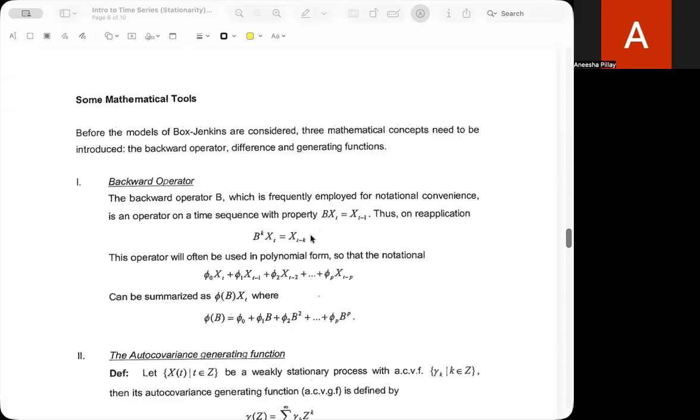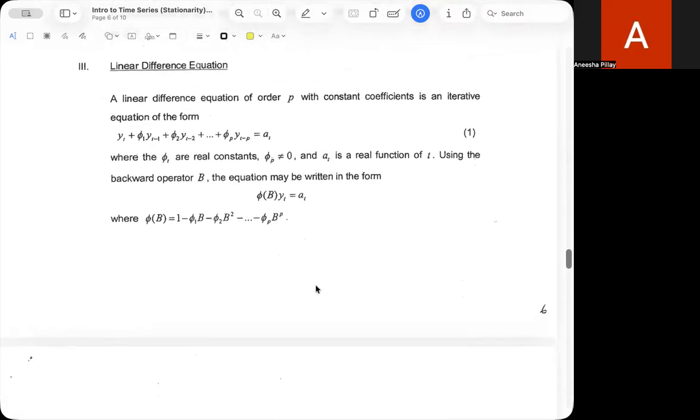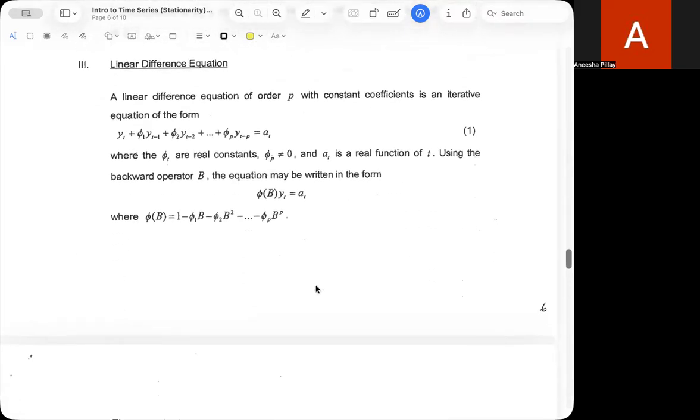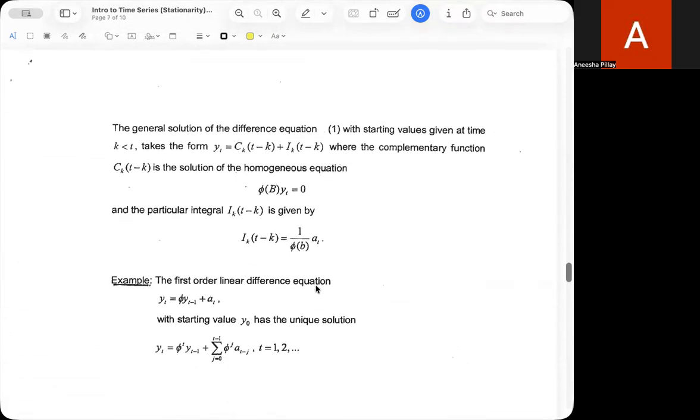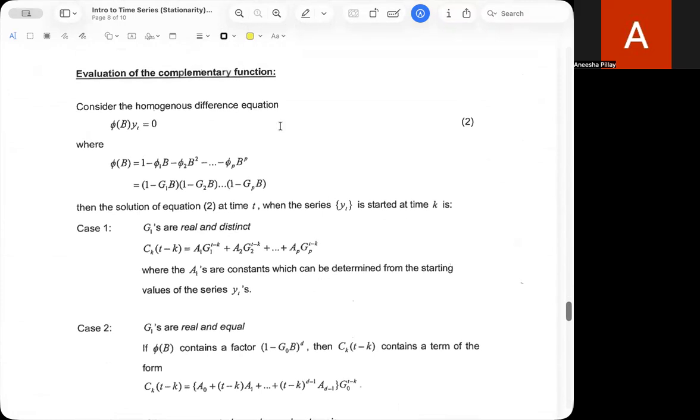Okay, back to the notes. We are almost there. The autocovariance function, don't worry about this. The linear difference equation is the one that I've just explained. This one, also don't worry too much about it. I will get back to you on this with more examples in the next part.